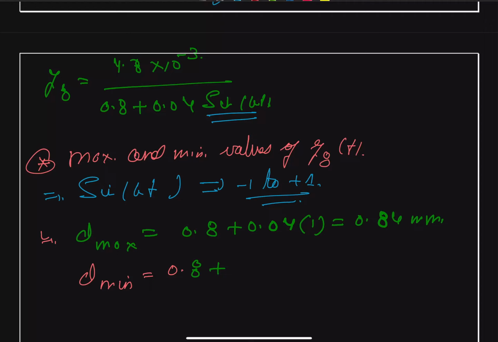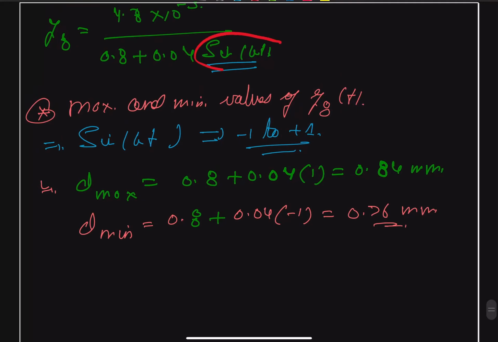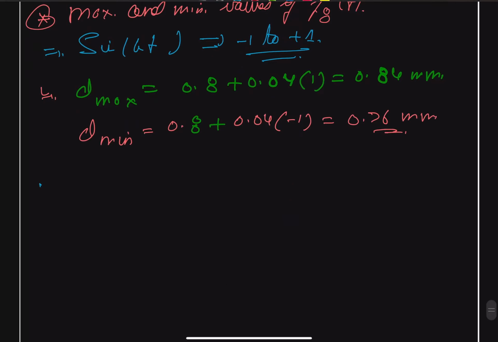Similarly, d minimum will be equal to 0.08 plus 0.04 into minus 1, which gives us 0.76 millimeter. Now we can find out the minimum position and the maximum position, and we have to remember that this sine of omega t is in the denominator, so it will be the reverse. The minimum position is going to happen when the slit separation is d max. Then only we are going to get the minimum position.